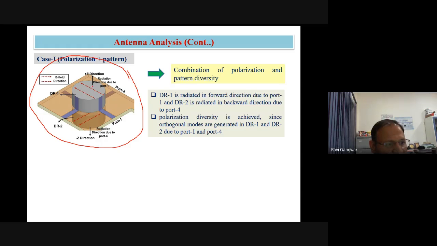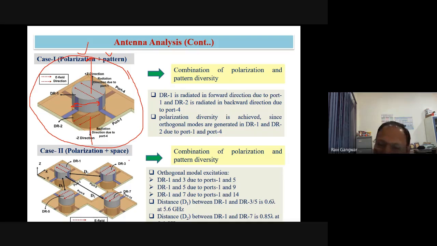So here you can see that the top antenna radiates in the positive Z direction, and the bottom in the minus Z direction. Due to this orthogonal feeding mechanism, we are able to generate two different field values, one in the X direction, the other in the Y direction. So for these two DRs, we are able to get polarization plus pattern diversity. Clear?